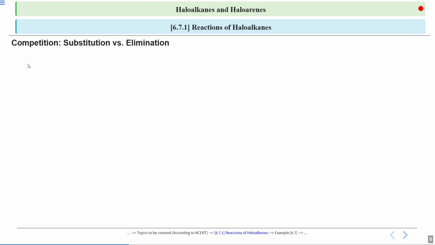Let's see the competition between the substitution and the elimination reaction. Until now we have talked about the substitution reaction, and we have talked about elimination also. Substitution through SN1 and SN2, and elimination, which today we have seen according to the Saytzeff rule, in which elimination happens and the alkene we got is the major product. So let's see the competition between the substitution reaction and the elimination reaction.